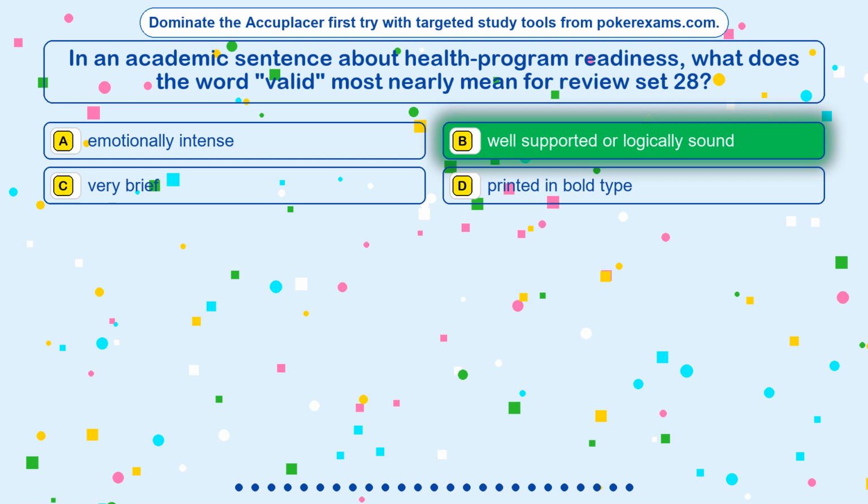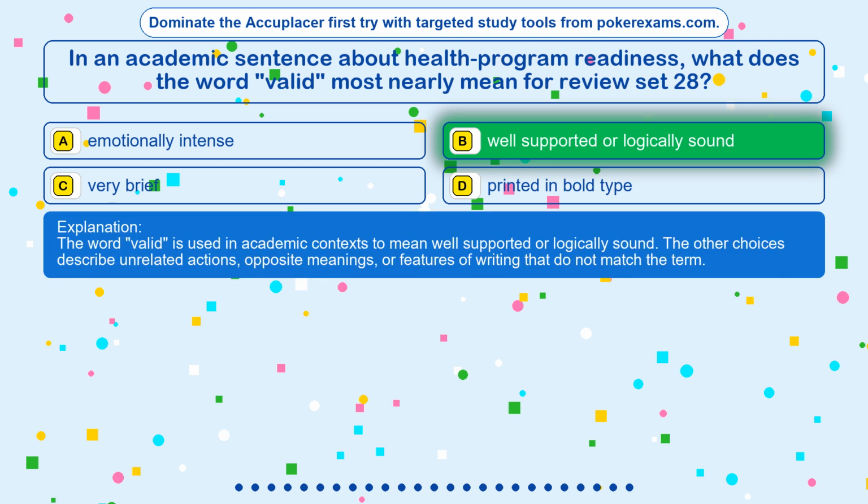The correct answer is option B. Well supported or logically sound. The word valid is used in academic contexts to mean well supported or logically sound. The other choices describe unrelated actions, opposite meanings, or features of writing that do not match the term.